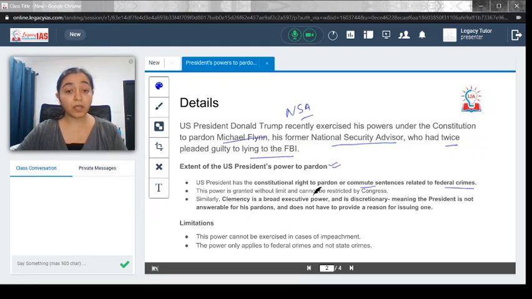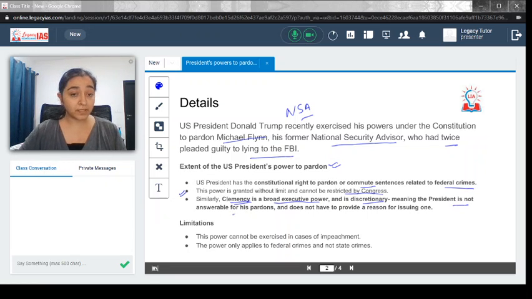This power is granted without limit and cannot be restricted by the Congress. This is an important point: Congress does not have any say in how the constitutional right of the president to pardon is utilized. Clemency is the associated term, a broad executive power, and in the US the president has executive powers. Clemency is discretionary, meaning it depends on the president's wish and will. If he goes through a case and finds that it could get pardoned or commuted, he has all the discretion to do that.